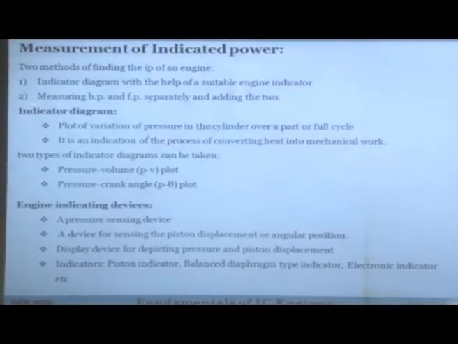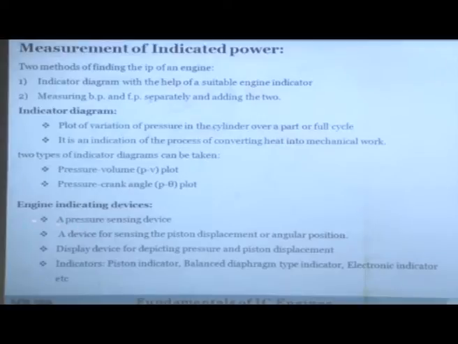The other one is measuring the BP and FP and adding the two. So instead of the indicator diagram using the indicating mechanism, now you use a pressure transducer and data acquisition system. The indicator diagram can be drawn by plotting the variation of pressure in the cylinder over full or part load. It is an indication of the process of converting heat into mechanical work. It can be plotted as a PV diagram using the indicator mechanism, or nowadays it is calculated using the pressure crank angle diagram, the P theta diagram, with pressure on the vertical axis and theta, the crank angle, on the x axis.